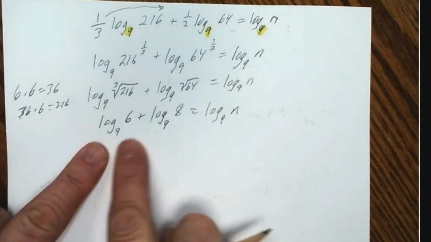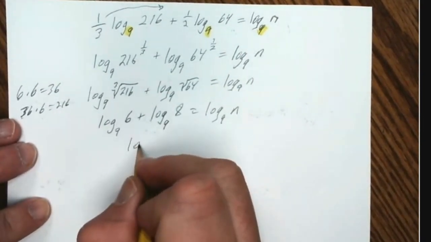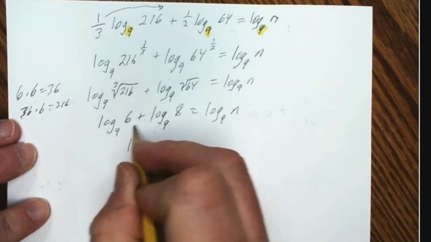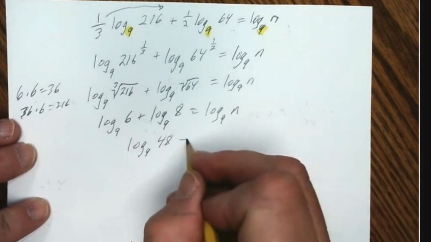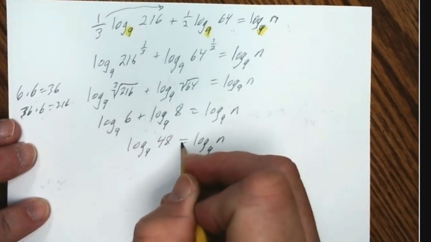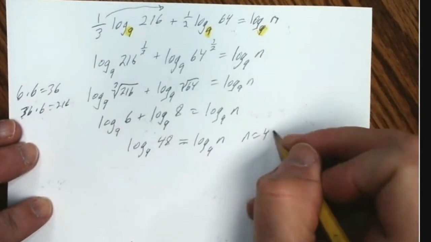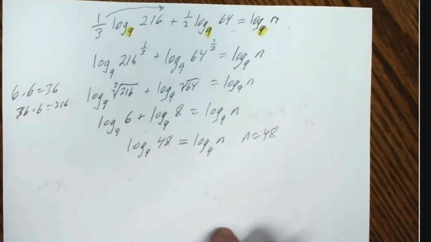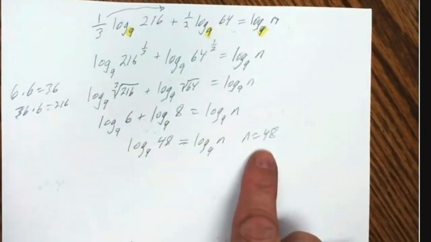We have the product property right here. That means this is the same as log 9 of 6 times 8 equals log 9 of n. Now we've got the equality property, n equals 48. So that's the solution to this problem, n equals 48.